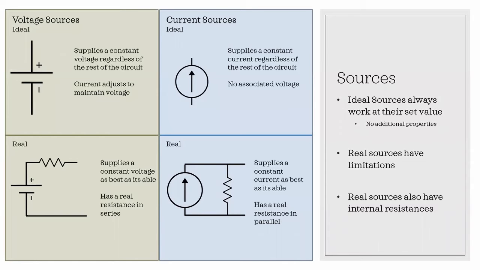An additional difference between real and ideal sources is that real sources have some kind of internal resistance. In the case of the voltage source, a real voltage source is modeled as a resistor in series with an ideal source. And in the case of real current, the model is a resistor in parallel with an ideal current source. So what are the implications of this?